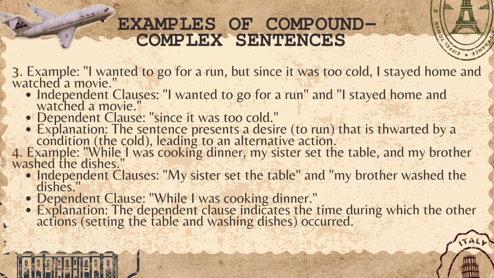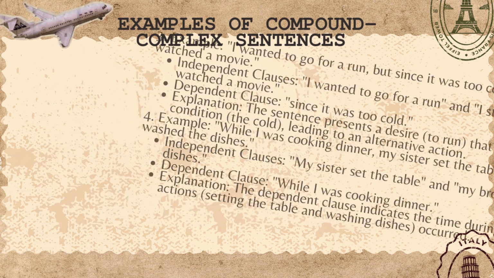Action. For example. While I was cooking dinner, my sister set the table and my brother washed the dishes. Independent clauses. My sister set the table and my brother washed the dishes. Dependent clause. While I was cooking dinner. Explanation. The dependent clause indicates the time during which the other actions, setting the table and washing dishes, occurred.